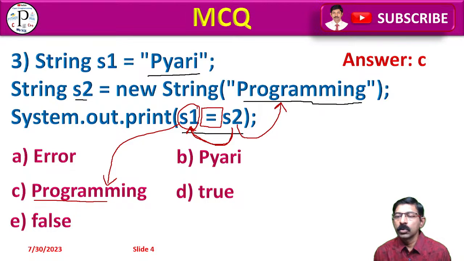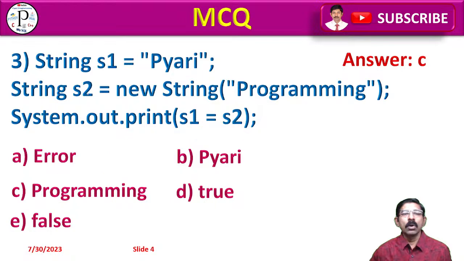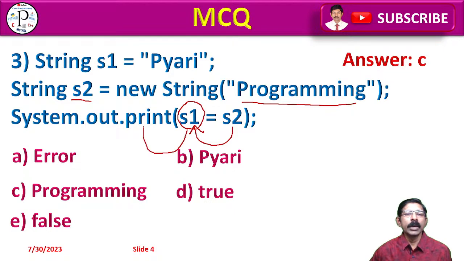S2 is assigned to S1. Yes, S2 value is assigned to S1. Your object S2 contains programming. Now S2 value is assigned to S1 and S1 value is used with your print statement. Though S1 value was Pyari, now S2 value is assigned to S1. It becomes programming, overwritten. So that's why it is displaying programming.